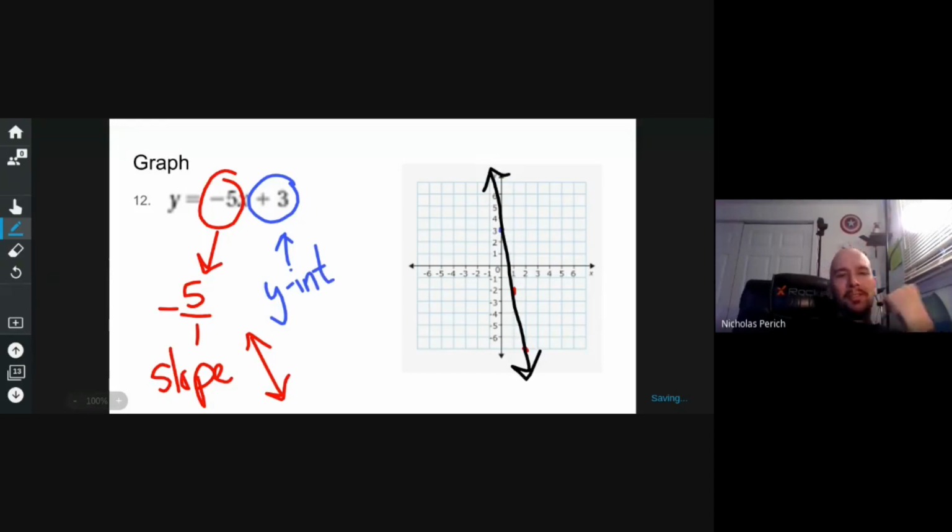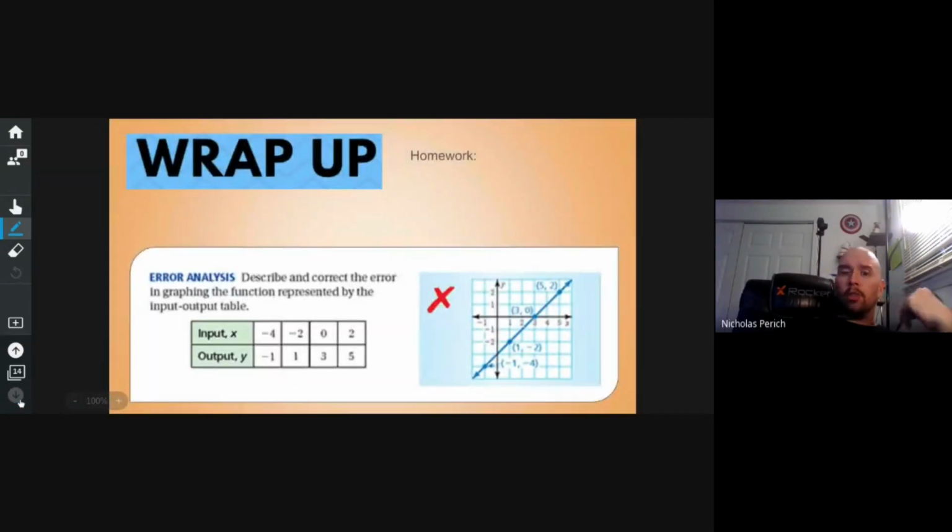Function rules. And just like that, boys and girls, that's that.